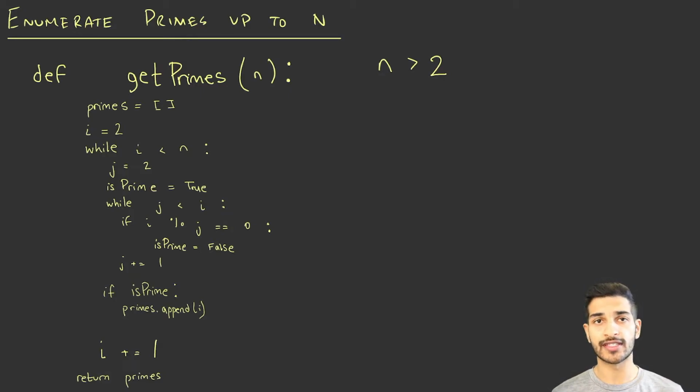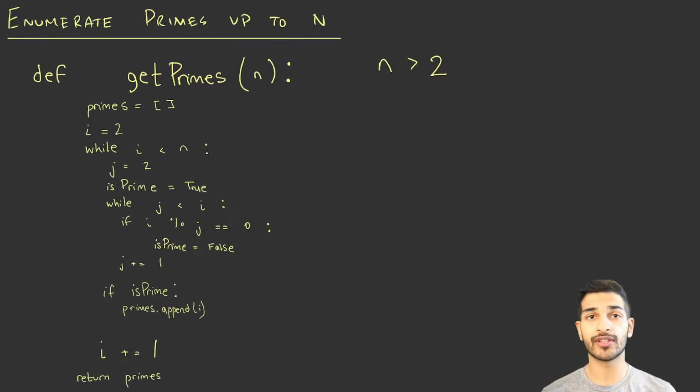Let's take a look at this and see if we can improve and analyze it. Before we analyze this code, let's see if we can improve the bounds. Our outer loop goes from I equals 2 all the way up to n. There's no way around this because we do have to check all of the primes in this range. However, our inner while loop goes from j equals 2 all the way to I.